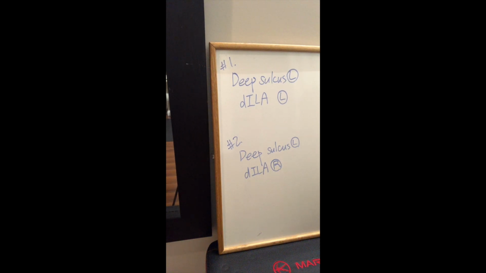Now let's do some practice using an example. So let's look at number 1. The person is prone, and this is a neutral position, and we found that deep sulcus on the left and DILA on the left. So when we see the same side deep sulcus and same side DILA, what can we figure out?